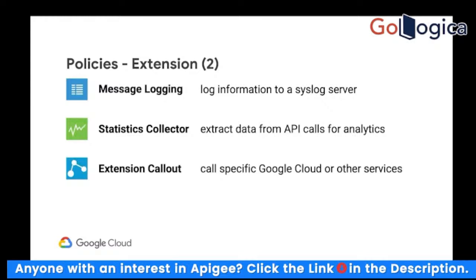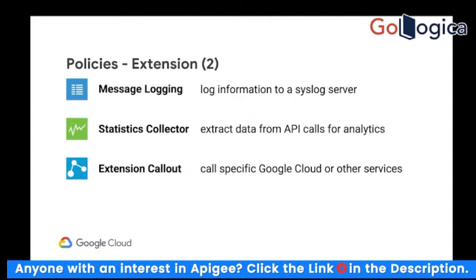Then in extension we also have the message logging policy. Remember one thing, Apigee does not log the payload by default. So we have the message logging policy, which will log the information to a syslog server. Most of the time the syslog server is something like ELK, that is Logstash and Kibana dashboard, or Splunk or Sumo Logic. There are many syslog servers, so you can put those Apigee request or response logs into them. This message logging policy does that. It can connect with any syslog server and put the log there.